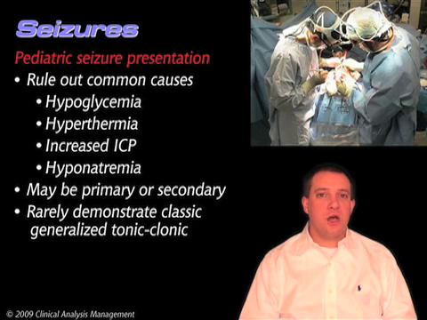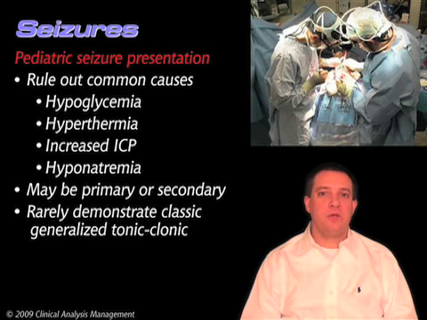Remember that seizures can be primary or secondary. Primary seizures are seizures that occur because of a deficit in the brain or some kind of localized irritable focus in the brain, whereas secondary seizures are seizures that are just symptoms of a bigger disease. So for example, when somebody has a seizure because they're hypoglycemic, that would be a secondary seizure.